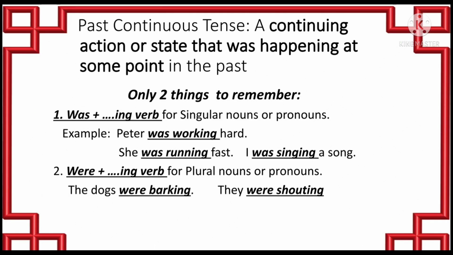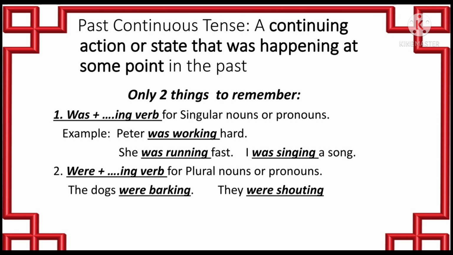The past continuous tense. It's a continuing action or state that was happening at some point in the past. Now you don't worry at all about the definition. I want you to remember only two things, just two. Number one, was plus ing verb for singular nouns or pronouns.